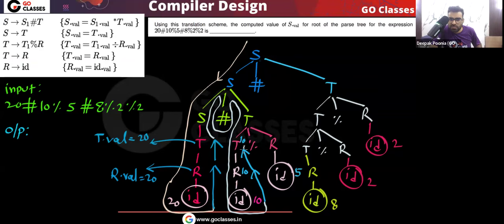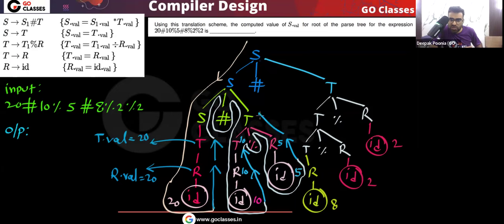Then you keep going left to right depth first, until you find the next reduction. Now you got your next reduction: id is reducing to r. Immediately after the reduction, we will perform the corresponding semantic action. So r dot value will become id dot value. Here id dot value is 5, so r dot value will become 5. Keep going until you find the next reduction.